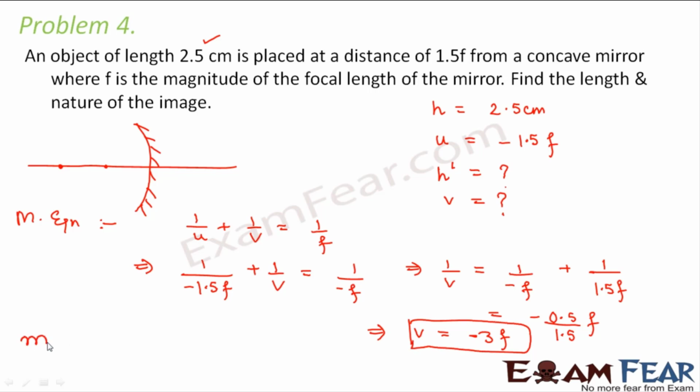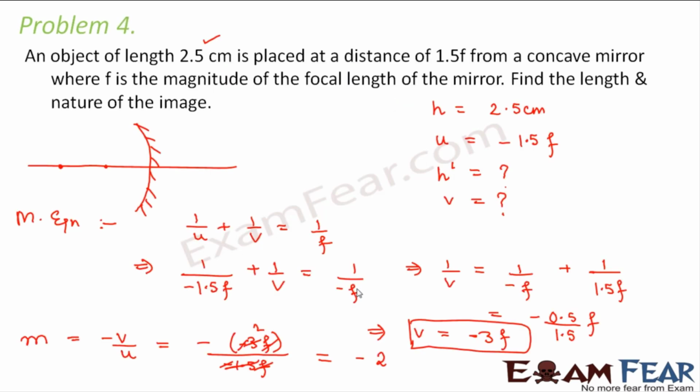Now using this image distance, we can calculate magnification, which is defined as minus v by u. So magnification will be equal to minus of minus 3f divided by u, which is minus 1.5f. So this minus minus will get cancelled. We get minus 2f, and f will also get cancelled. So magnification is minus 2.